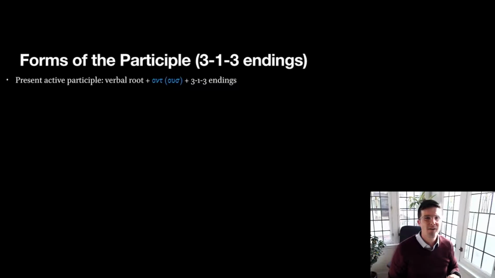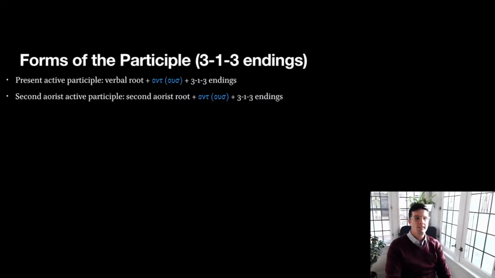So for our forms of the different participles, the present active participle is going to be formed with the verbal root. It's not modified, so not a second aorist root. It's going to add an omicron, a nu, a tau for the masculine and the neuter, or omicron upsilon sigma for the feminine. This parentheses indicates the feminine here. And then it's going to add on those third declension, first declension, third declension endings.